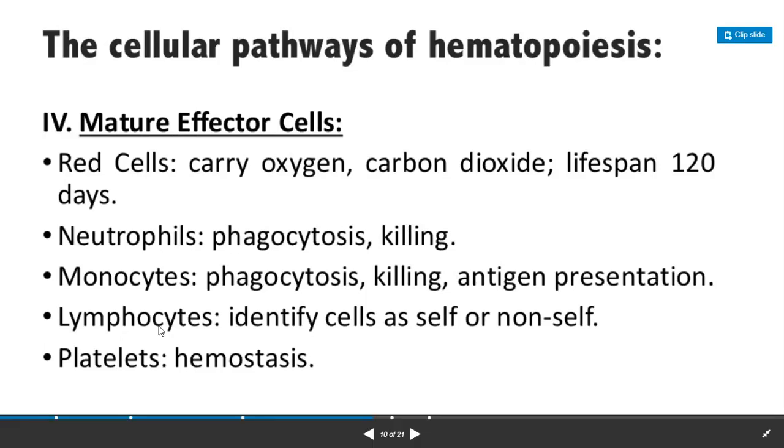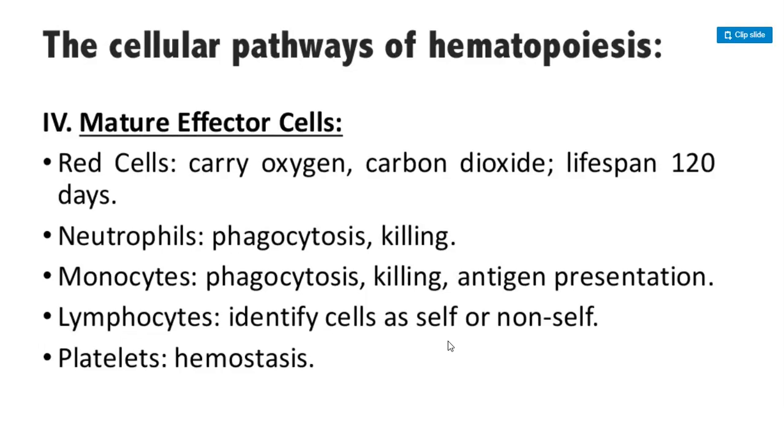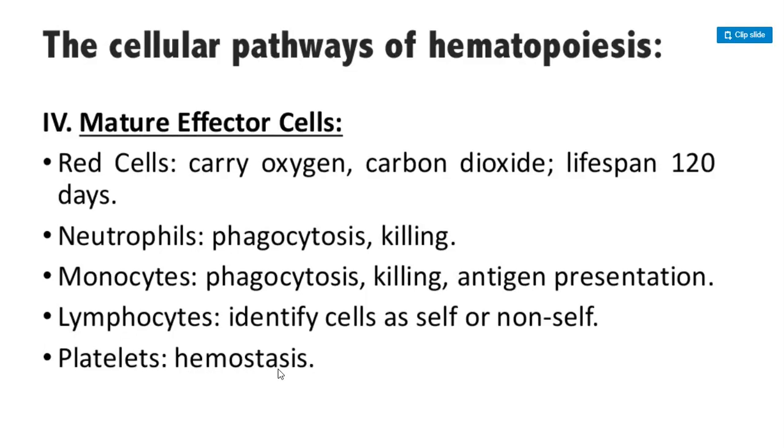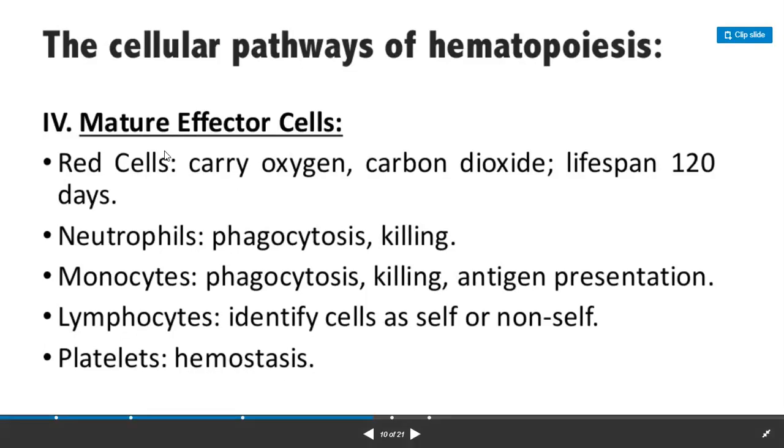And then we have the lymphocytes, which identify foreign bodies. They act as our main immune system, the adaptive immune system, where we have the B lymphocyte and the T lymphocyte, and then we'll have the helper T lymphocyte, the suppressor T lymphocyte, and the killer T lymphocyte. And then we have the platelets, which help in hemostasis, to maintain normal blood volume and to prevent excessive blood loss during bleeding. So these are the mature effector cells.